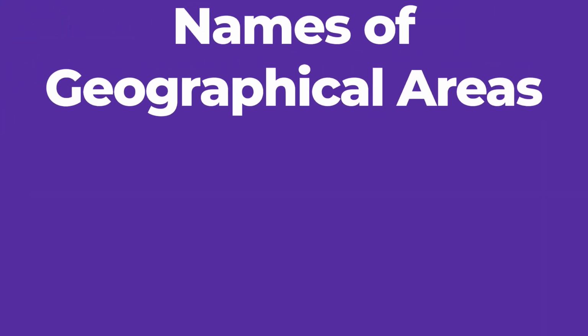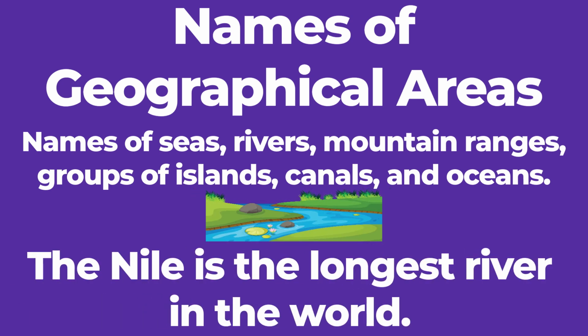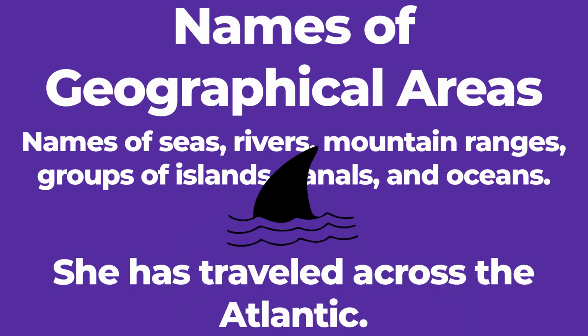Names of geographical areas. Names of seas, rivers, mountain ranges, groups of islands, canals, and oceans. The Nile is the longest river in the world. She has traveled across the Atlantic.